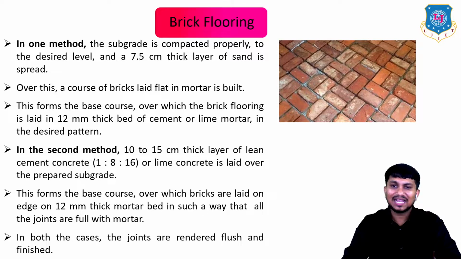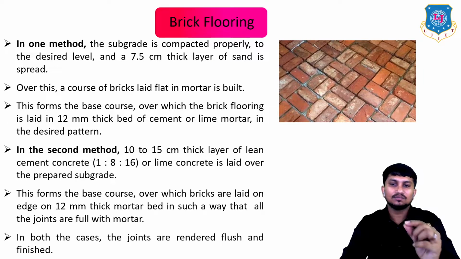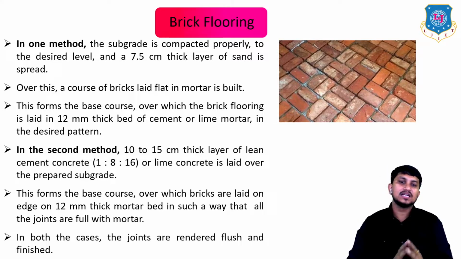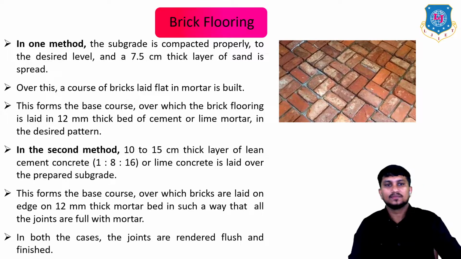In the second method, 10 to 15 centimeter thick layer of lean cement concrete having proportion of 1:8:16 or lime concrete is laid over the prepared subgrade. This forms a base course over which bricks are laid on edge on 12 mm thick mortar bed in such a way that all the joints are full with the mortar. In both the cases, the joints are rendered flush and finished. This is how brick flooring can be constructed.